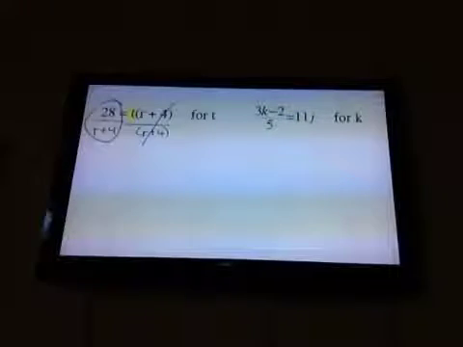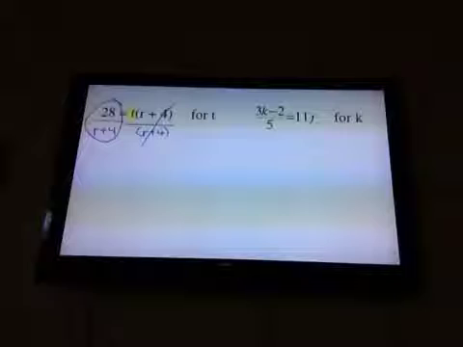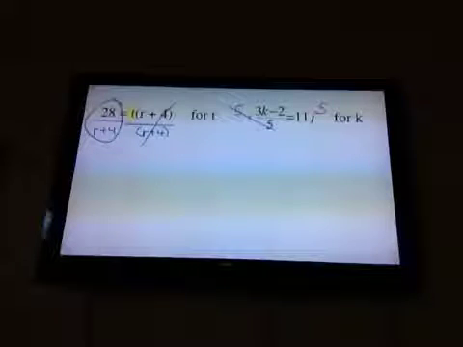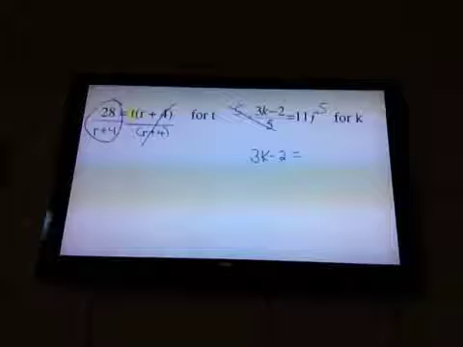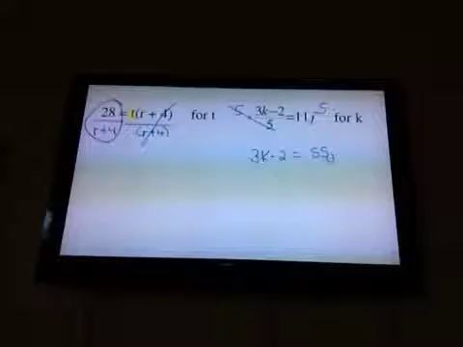I got a fraction. I need to get rid of the fraction. So I'm going to multiply both sides by the LCD, which in this case is 5 because it's the only denominator. So 5 on both terms. On the left side, my 5's cancel each other out, and I am left with 3k minus 2. You don't multiply because the 5's canceled. On the right, 11j times 5 is 55j. I'm solving for k, by the way.